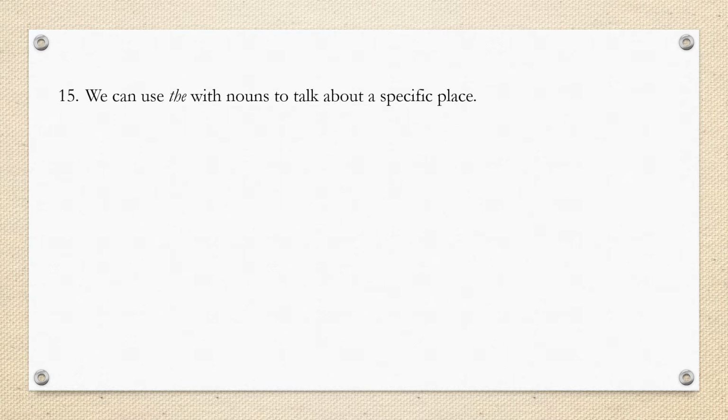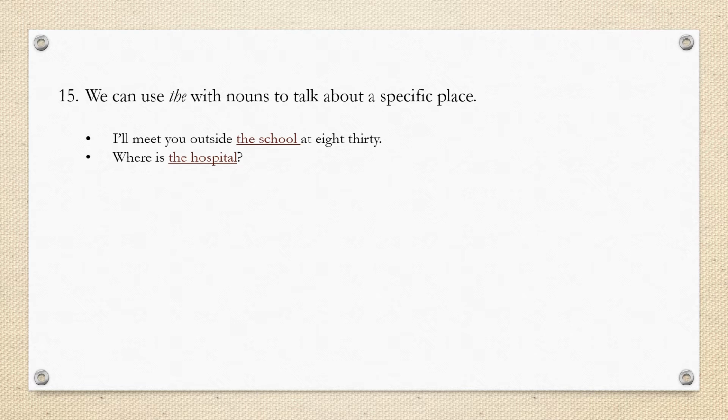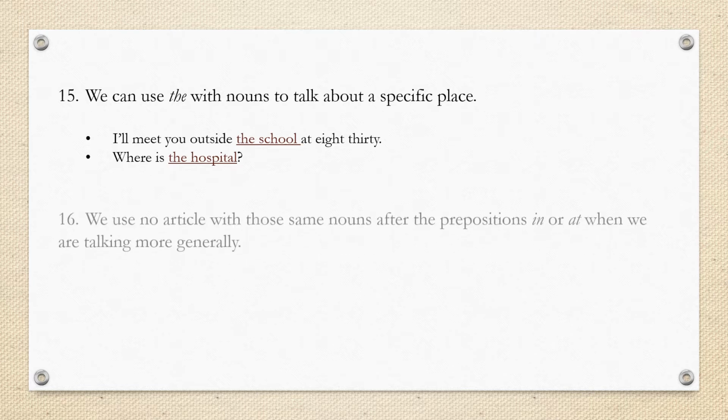We can use the with nouns to talk about a specific place. I will meet you outside the school at 8:30. The school means one specific school, not any school. Where is the hospital? Here I am asking about one specific hospital, not any hospital.